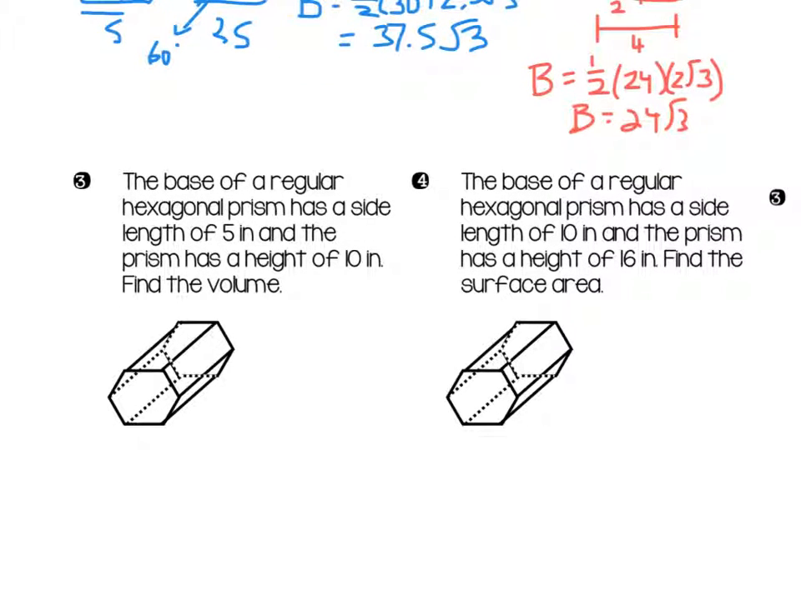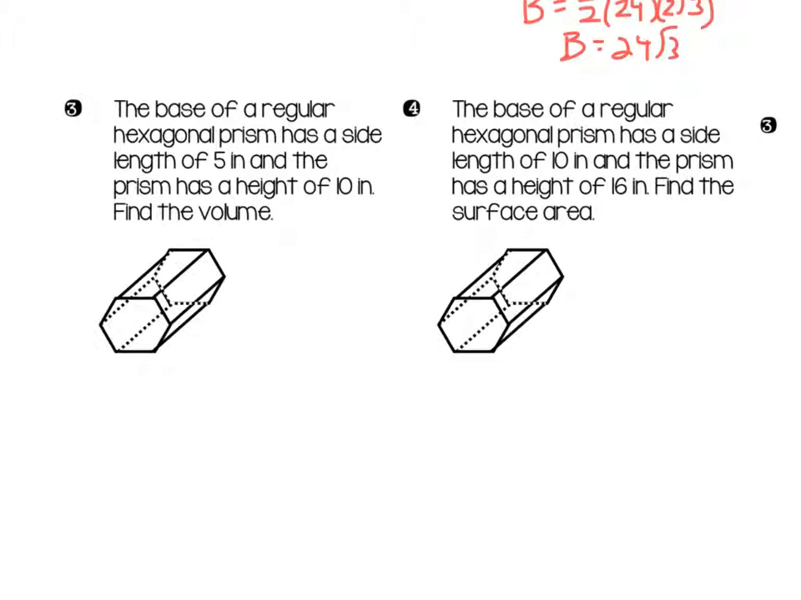Okay. Base of a regular hexagon has a side length of 5 inches and a height of 10 inches. So this is the same figure as what we did up at the top. And now we want to find the volume. So I'm going to save myself some work because we've already done a lot of the work.